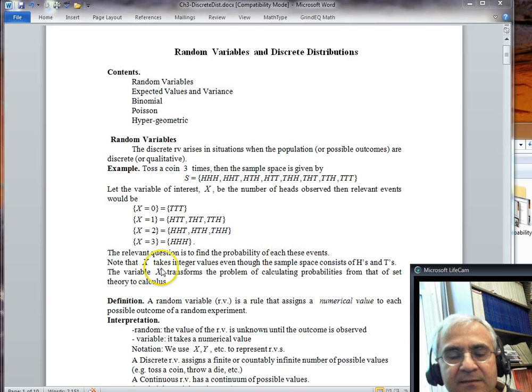Note that, so now let's look at this random variable. It takes integer values, even though the sample space consists of heads and tails. Our random variable takes integer values. It's much easier to work with integer values than to work with heads and tails. So we basically convert the problem from sets to calculus, which is much easier for algebra.